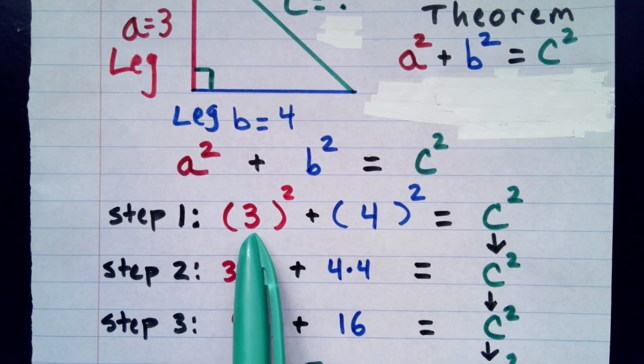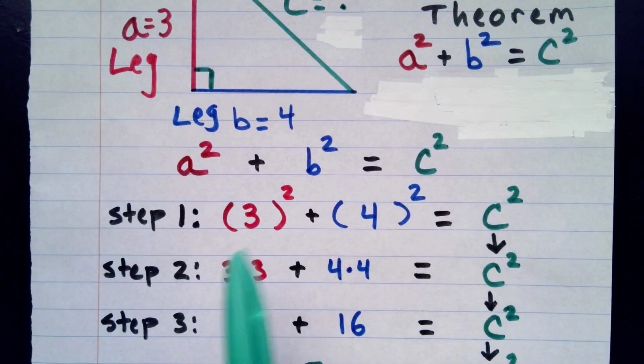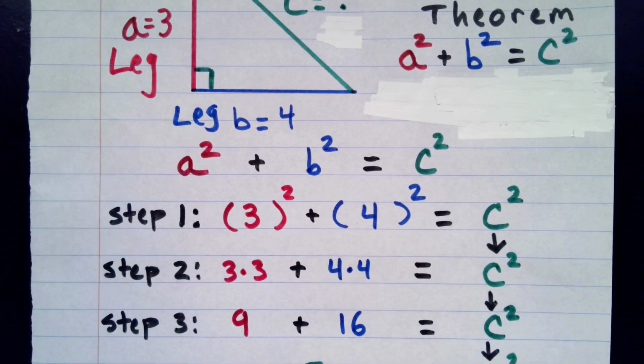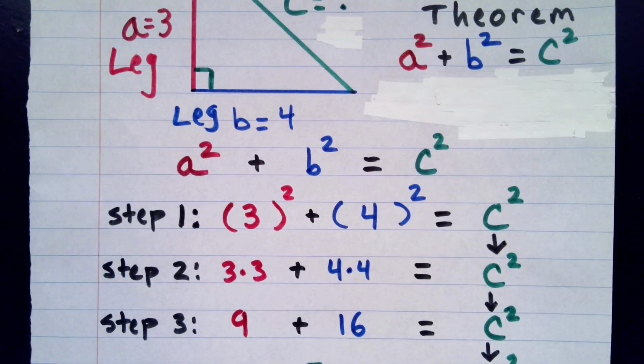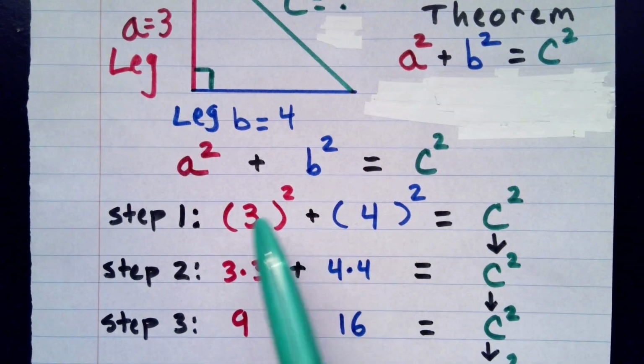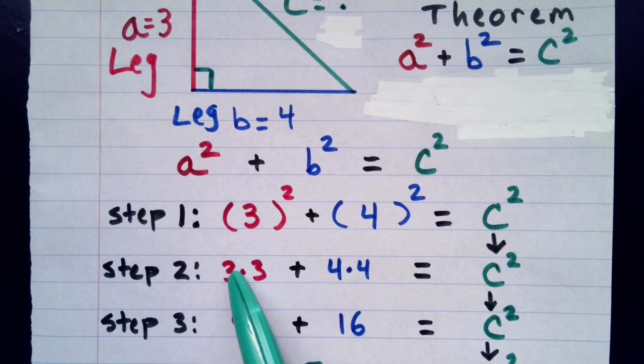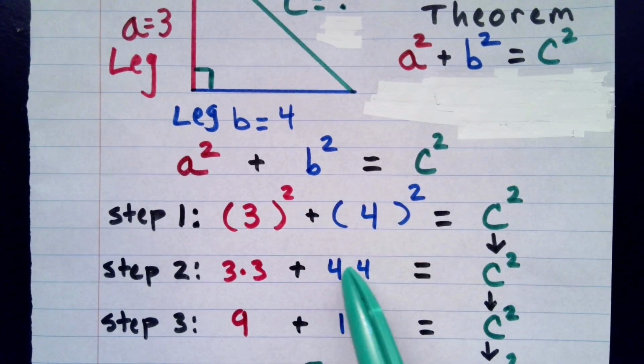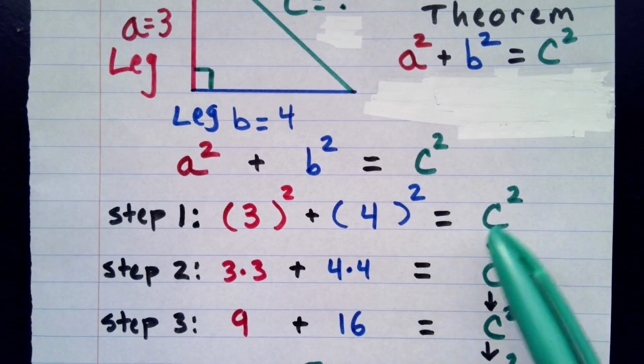Step 2, we want to simplify, right? And we're following the order of operations. Nothing we can do inside the parentheses. Exponents is the second step in the order of operations. So we simplify. 3 squared means 3 times 3, plus 4 squared means 4 times 4, equals c squared.